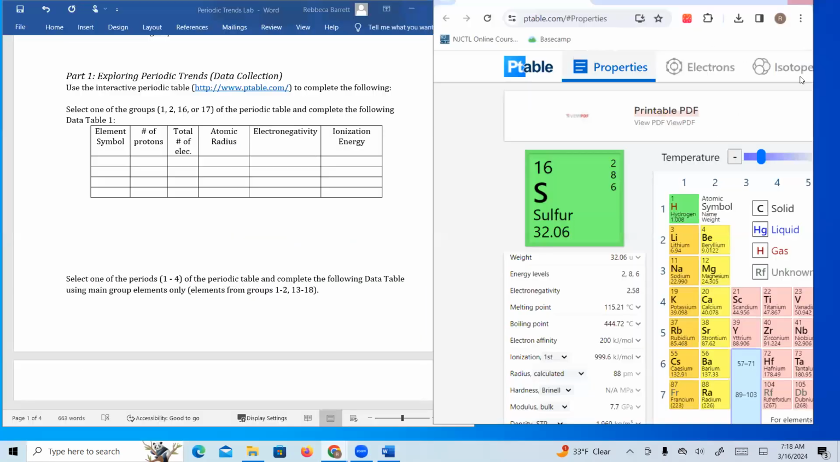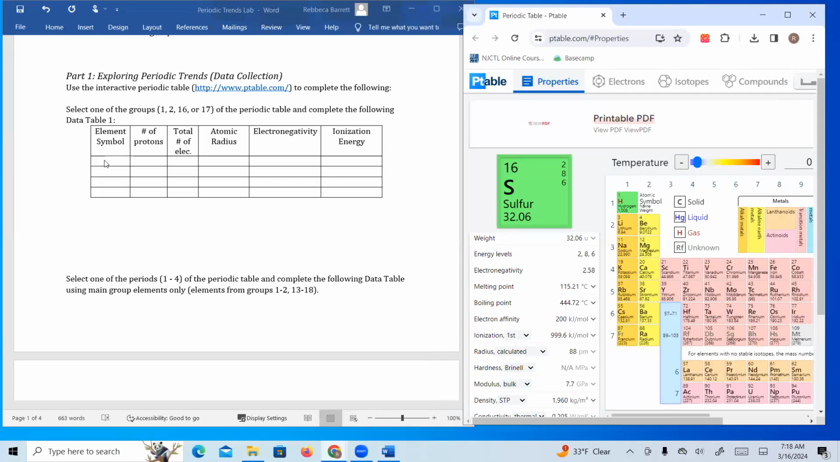Okay, and for each of those elements, I'm going to write the symbol. So for sulfur, I'd write S. Number of protons, I'd write 16, right? Electrons, also 16. Now, atomic radius, I'm going to just get from this row right here where the radius is. Then electronegativity, right here, and ionization energy here. Okay, so I'm going to do that for each of those 4 elements in the group.